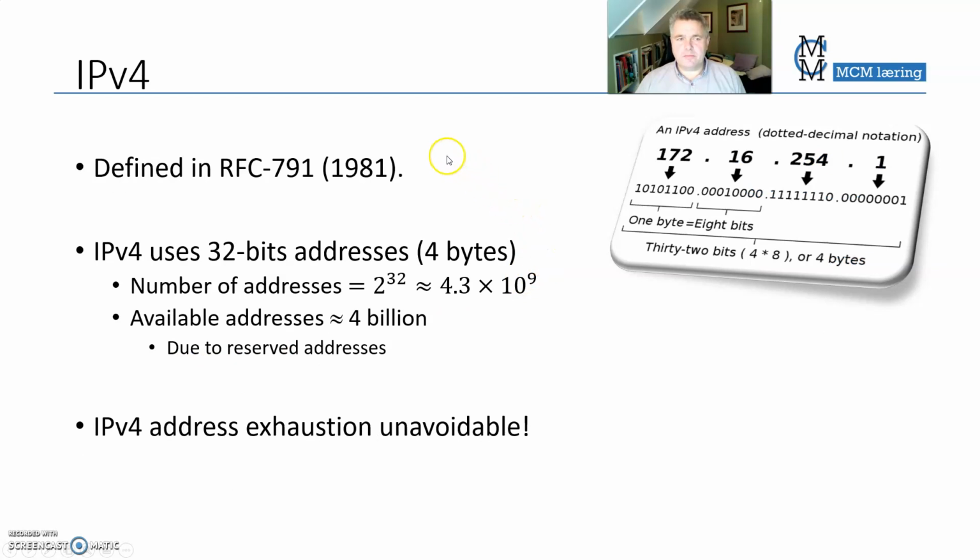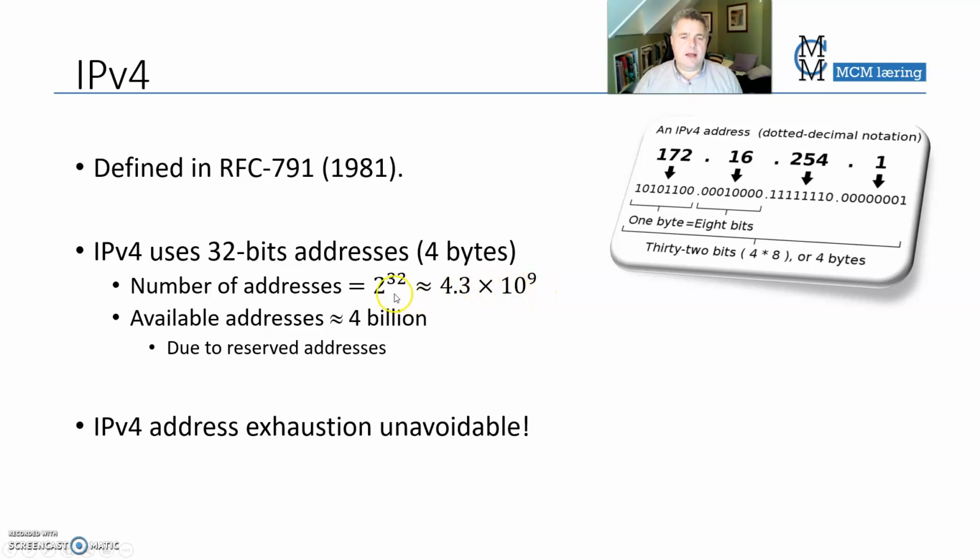So let's talk a bit more about IP version 4. It was defined back in 1981, so it's quite a few years old. And it's a 32-bit address. Back in 1981, they thought that 32-bit addressing was more than enough, and they didn't want to use too much space in the packet for the addressing. So they found that 32 bits is enough. 32 is 4 times 8, so it's 4 bytes of address. The number of addresses then adds up to about 4.3 billion addresses.